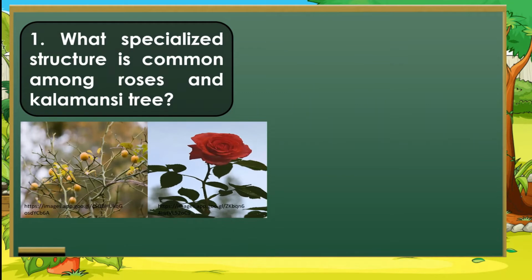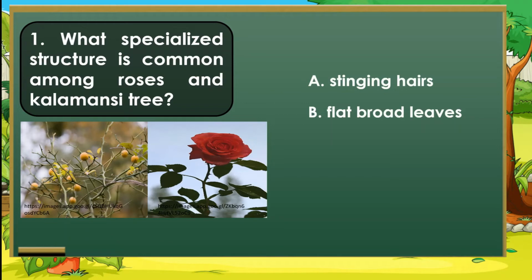Number 1. What specialized structure is common among roses and calamansi tree? A. Stinging hair. B. Flat broad leaves. C. Thorny stems. D. Fibrous fruits. If you answered C, you got it right.